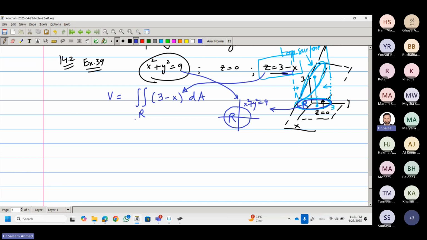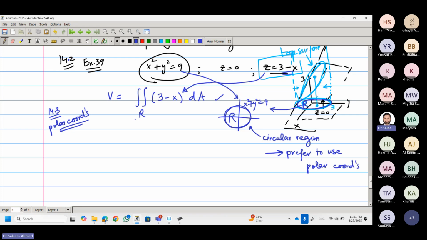Now it's your choice whether you want to use polar coordinates. In 14.2 we don't have polar coordinates, but in the exam you can do this question with polar coordinates. 14.3 covers polar coordinates, and we prefer polar coordinates whenever our region is circular, because in polar coordinates you get very simple limits.